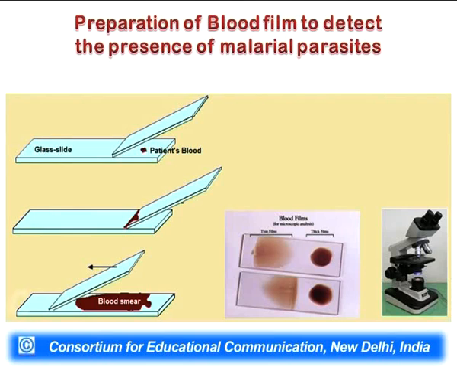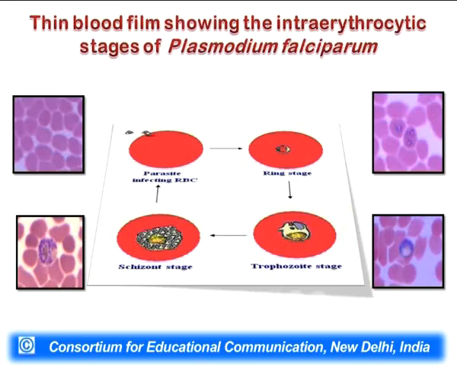So when the doctor observes these slides under the microscope, he observes certain intra-erythrocytic stages of Plasmodium. The intra-erythrocytic stages which are found in the red blood cells are of three types. The first one is called the ring stage, the second one is called the trophozoite stage, and the third one is called the schizont stage. And the pictures on the right hand side corner and the left hand side corner are the stages which are seen under the microscope.